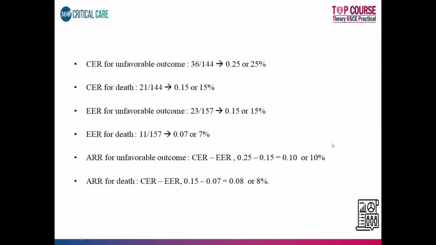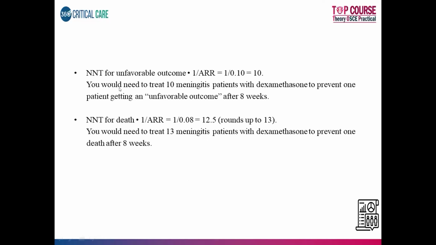So it is about 10%. The absolute risk reduction is 10% for unfavorable outcome. Now, similarly, you need to calculate the absolute risk reduction for death, which is 0.15 minus 0.07, which is nothing but 8%. Now, after this, you need to calculate the NNT separately for unfavorable outcome and death.